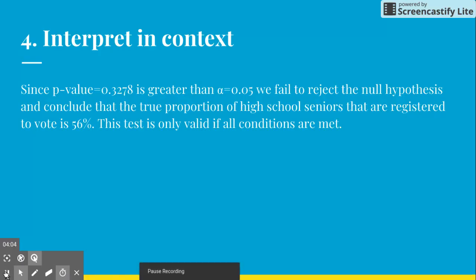In the final step, you interpret your findings in context. So in this case, it would be, since the p-value equals 0.3278 is greater than alpha equals 0.05, we fail to reject the null hypothesis and conclude that the true proportion of high school seniors that are registered to vote is 56%, and this test is only valid if all conditions are met, which in this case they were.